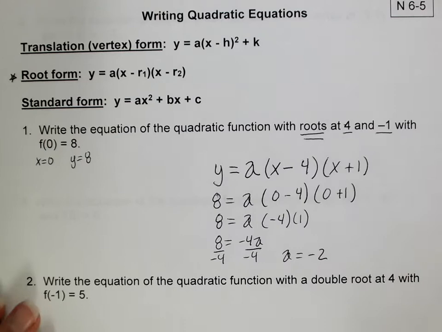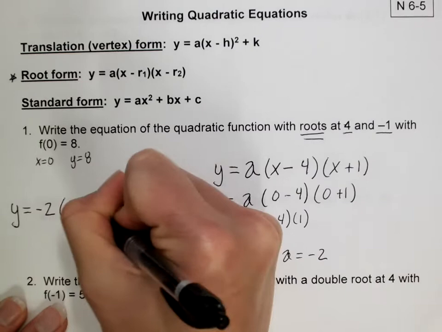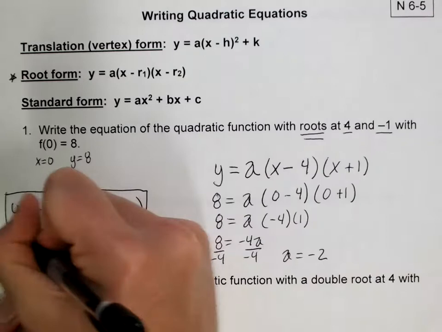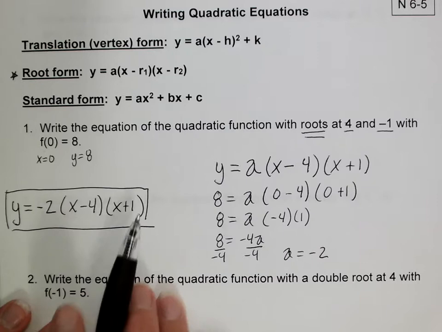I'm going to let you just leave this equation in root form. So y equals negative 2, my a value, times x minus 4 times x plus 1. If we were going to put this in standard form, the only thing we'd have to do is multiply this out and then distribute the negative 2 through the entire equation.